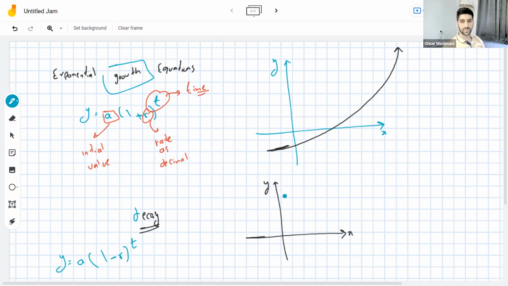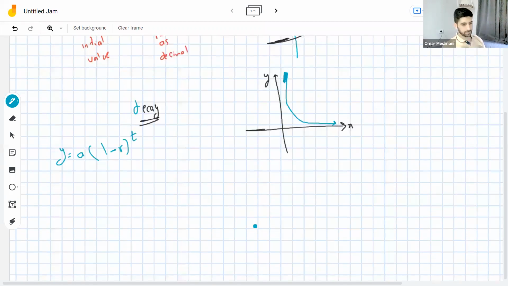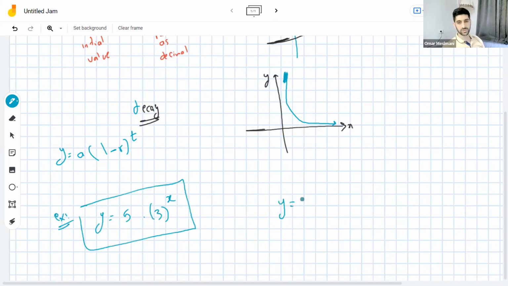What does it mean, decay? It means that your function is going down, okay? As an example, if I have y equals 5 multiplied by 3 to the power x, is this one a growth or decay? The other one is y equals 7 multiplied by 0.2 to the power of x. So which one is a growth? Which one is decay? The growth is the first one. It's increasing. And this is a decay.